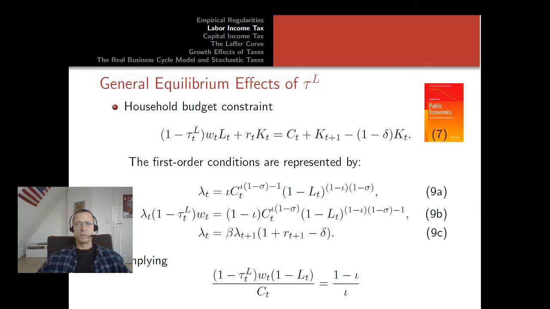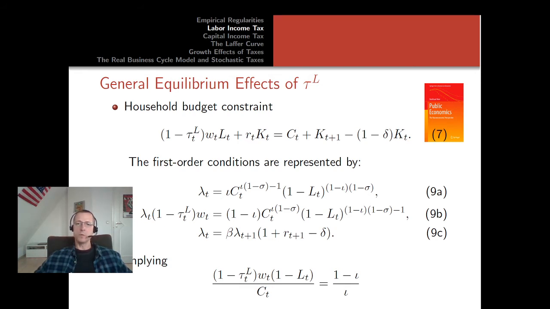And equations 9a and 9b together imply our first order condition with respect to consumption and leisure. Our expenses on leisure, which are equal to the numerator on the left-hand side, 1 minus tau L times w t times 1 minus L t. Notice that the opportunity cost of leisure is w t times 1 minus tau L. Relative to our consumption spending, c t, which is the denominator, is equal to the weights in utility, 1 minus iota relative to iota.